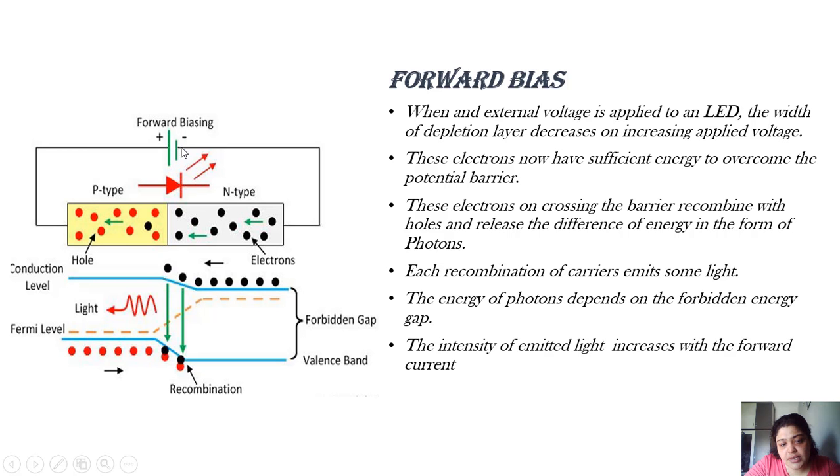So what is being done? That energy is being provided to these electrons. Now, gaining this energy, because negative and negative will repel, the electrons will gain more energy and they will try to overcome the junction. They will try to overcome the potential barrier. And once the electrons cross the junction, they are going to recombine with the hole.